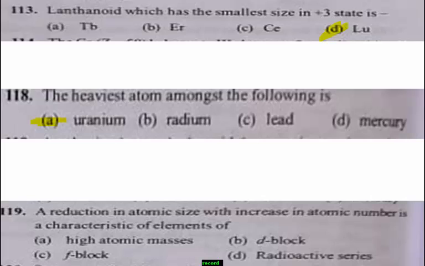Next, question number 119. A reduction in atomic size with increase in atomic number is a characteristic of elements of. Option A, high atomic masses. Option B, D block. Option C, F block. Option D, radioactive series.